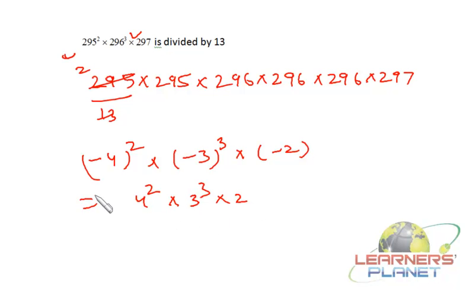Okay. Now 4 square is actually 16. If 16 is divided by 13, we'll be getting the remainder as 3. 3 cube is 27. If 27 is divided by 13, I'll be getting the remainder as 1 and then finally 2. So 3 2s are 6. So finally, if this expression is divided by 13, we'll be getting the remainder as 6.